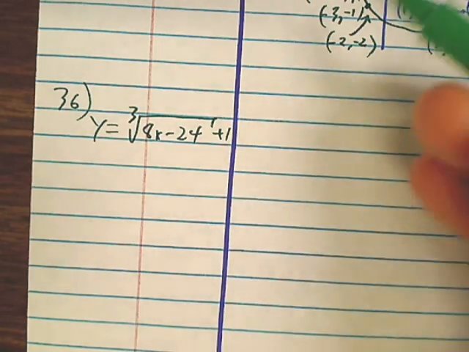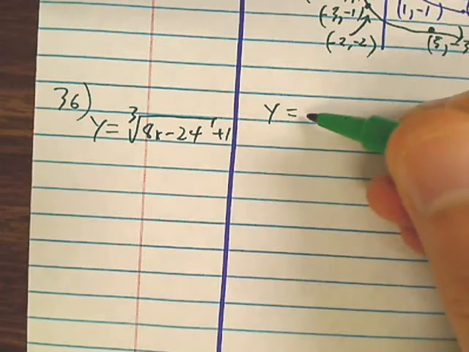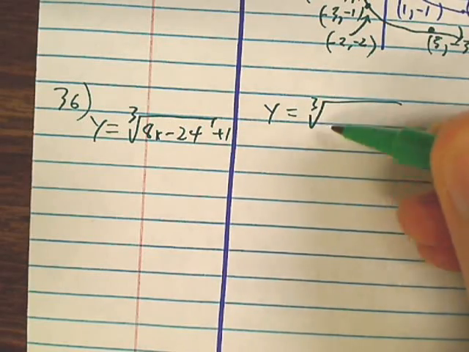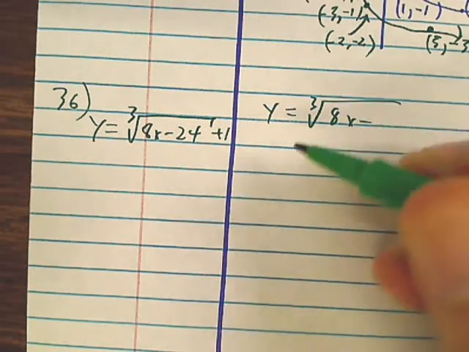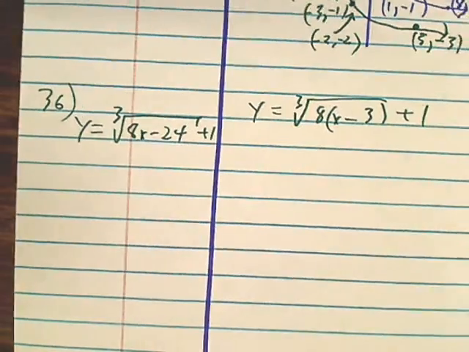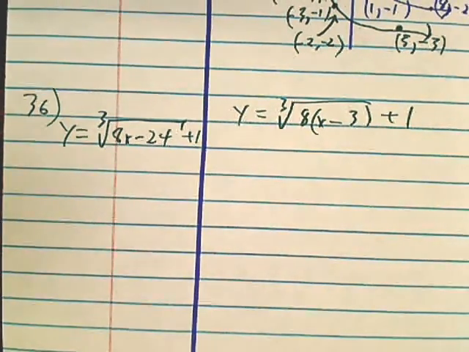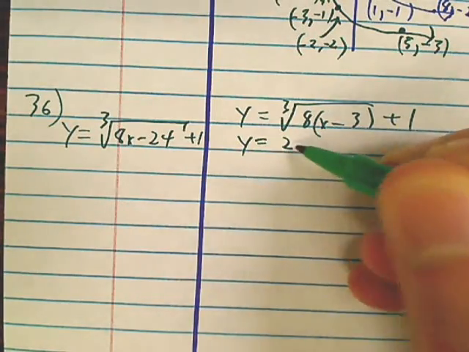Okay, we're back. First thing I need to do is factor out that constant. So y equals, I'll just do this one step. First I'm going to factor out the 8. And 8 goes into 24 3 times. And the next thing I'm going to do is the cube root of 8. That's going to become 2.